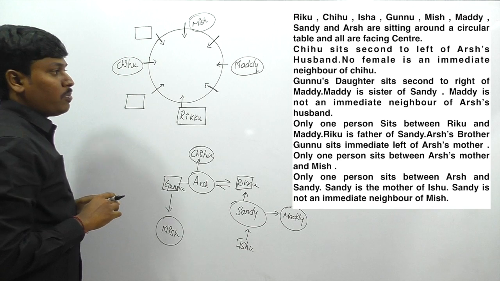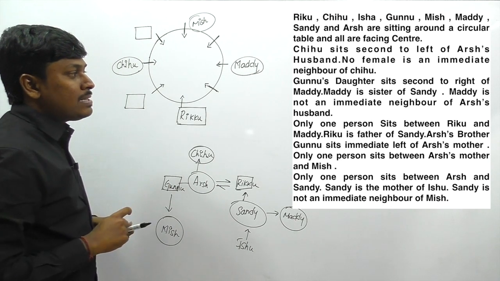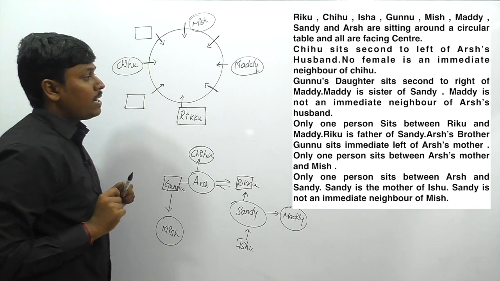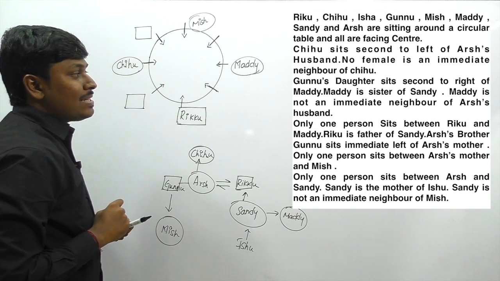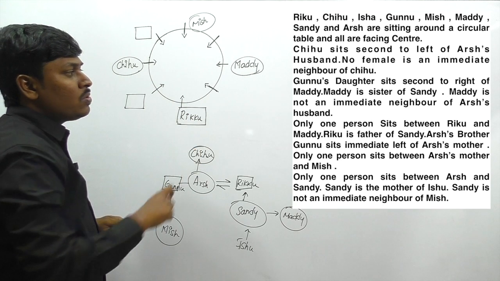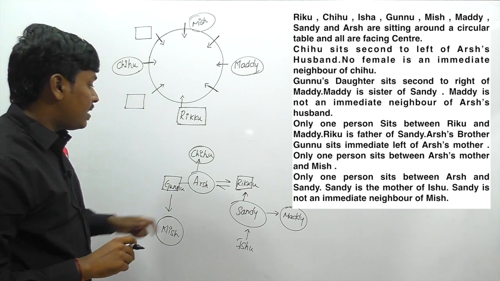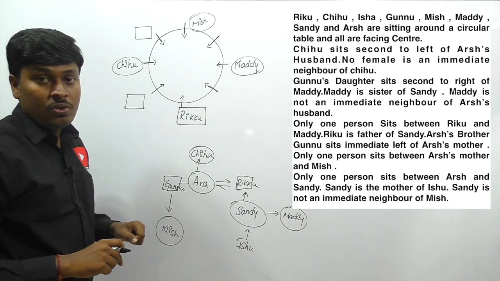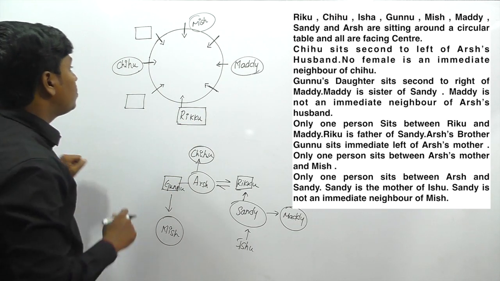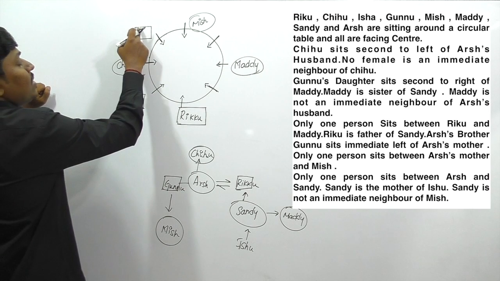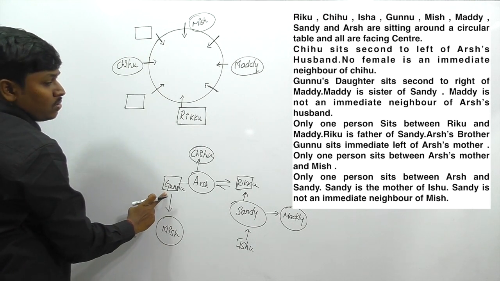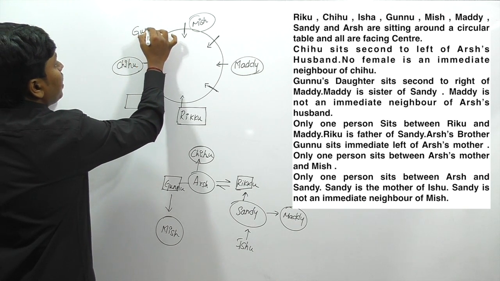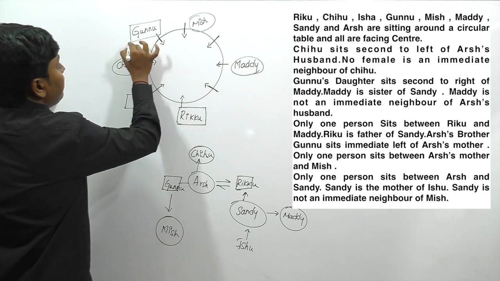Okay friends, next point. Only one person sits between Riku and Maddie, friends. Between Riku and Maddie, there is a gap of one person, right? Next point. They have said that Riku's father is Andy, Ash's brother Gunnu sits to the immediate left of Ash's mother. We know that Ash's mother is Chikku. And on Chikku's left hand side, Ash's brother Gunnu is sitting. So on Chikku's left hand side, the person Gunnu should come. We already know that Gunnu is a male person, right? So I can say that Gunnu should come here, and Gunnu should be a male person.